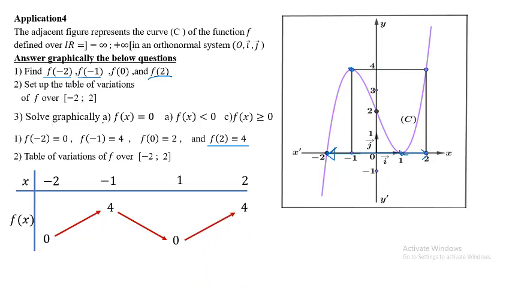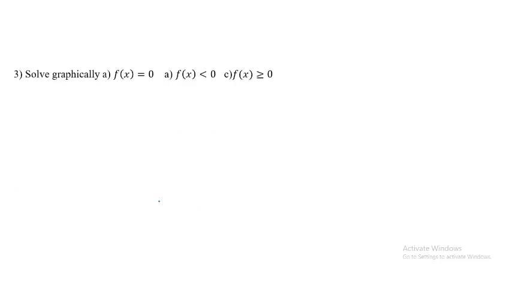And now 3, solve graphically f of x equal to 0. It is very clear. F of x equals 0 for x equals minus 2 or x equals 1.